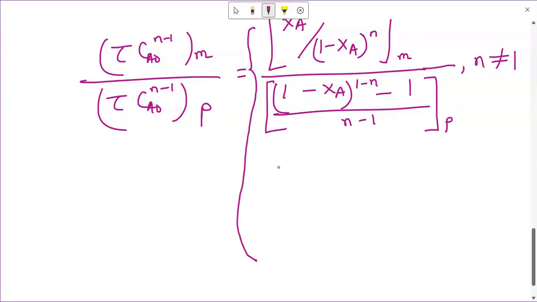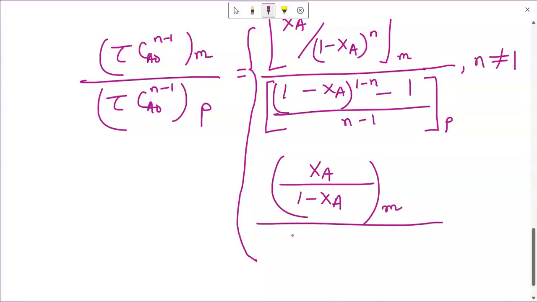So if n becomes equivalent to 1, then this becomes xa by 1 minus xa for mixed flow divided by minus natural logarithm of 1 minus xa for plug flow. This is for n equals 1. So this gives the size comparison for mixed flow and plug flow reactors for different orders ranging between 0 to 3.